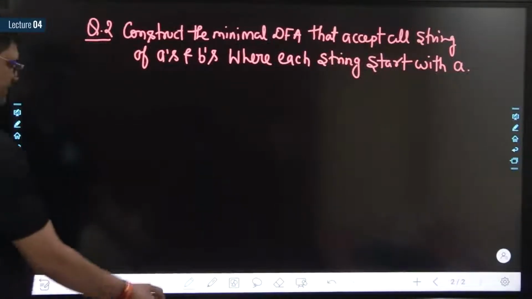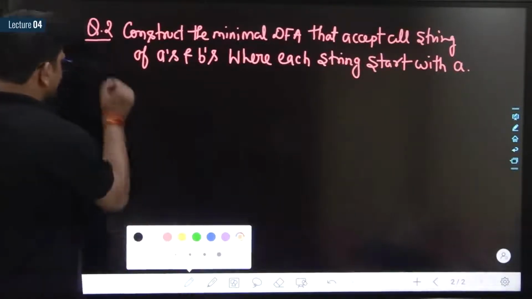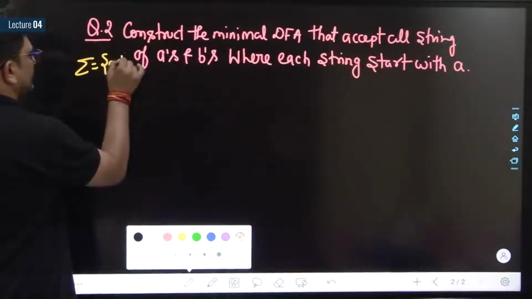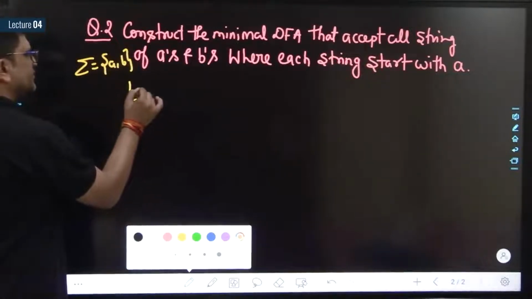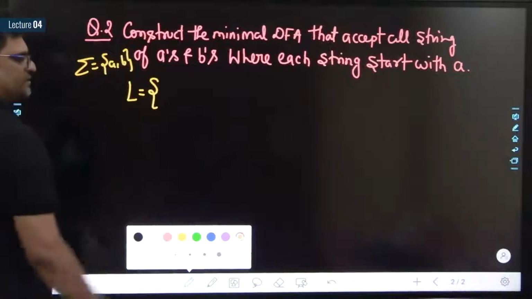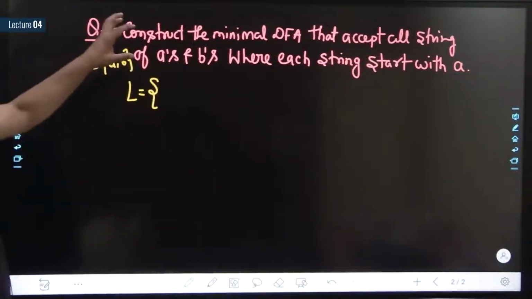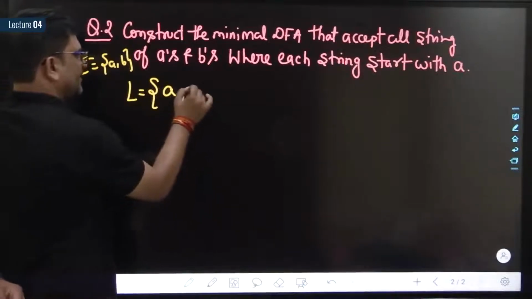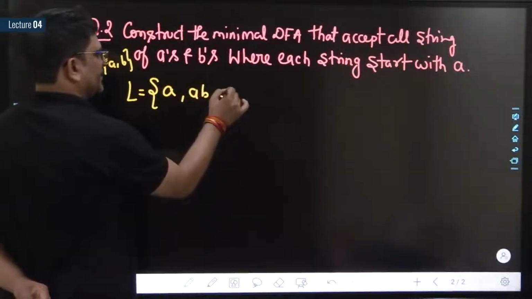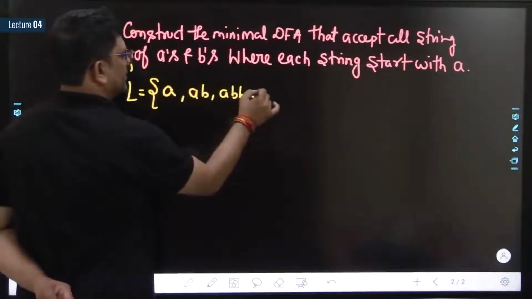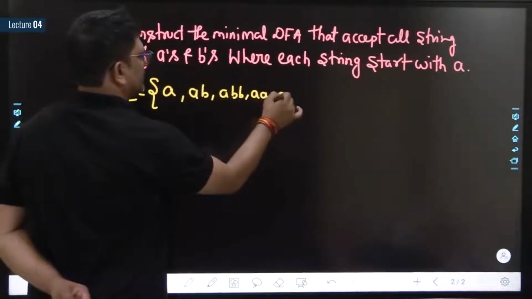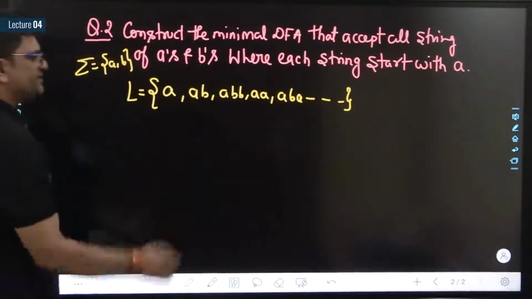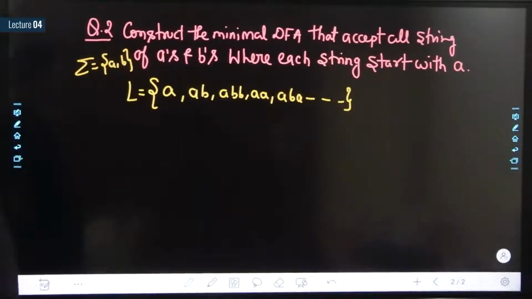See, what are the input symbols? A, comma, B. What is the language? What are the minimum strings that this DFA accepts? Only A, AB, ABB, AA, ABA, and many more. Each string starts with A.